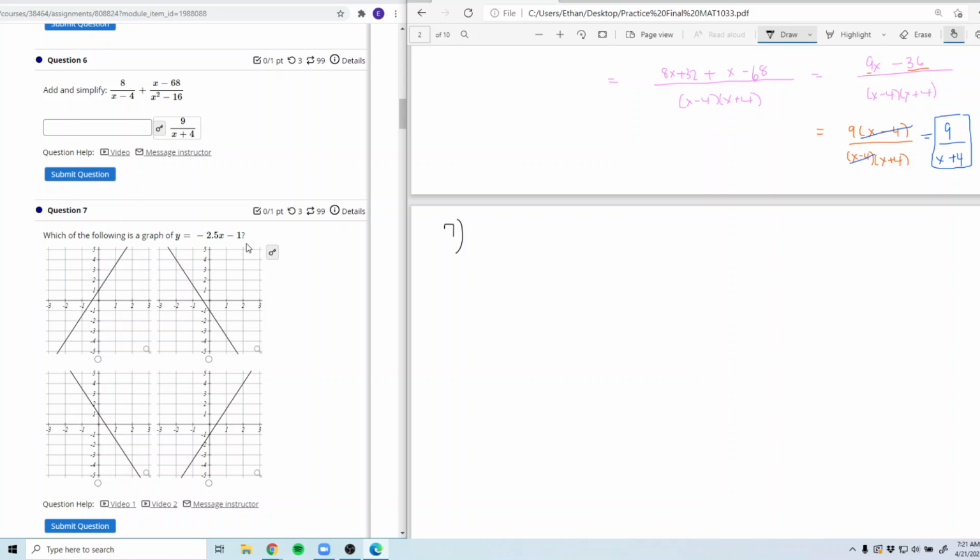Well, this is a line. We know the y-intercept is negative 1. I'm just going to go ahead and write that down. The y-intercept is at negative 1. Technically, the x value is 0, the y is at negative 1.